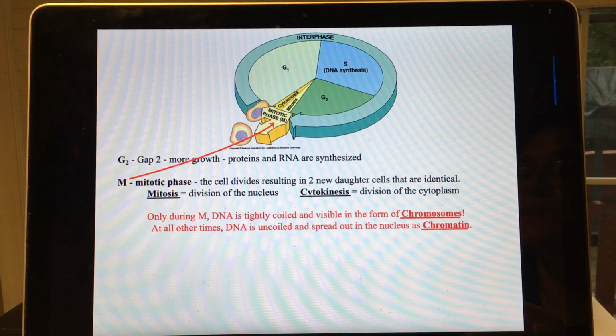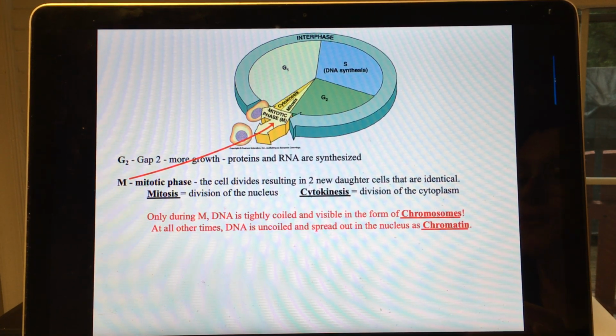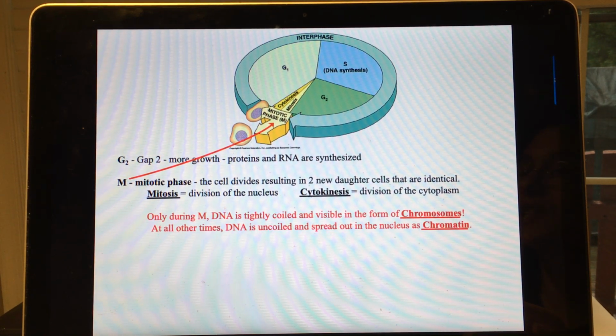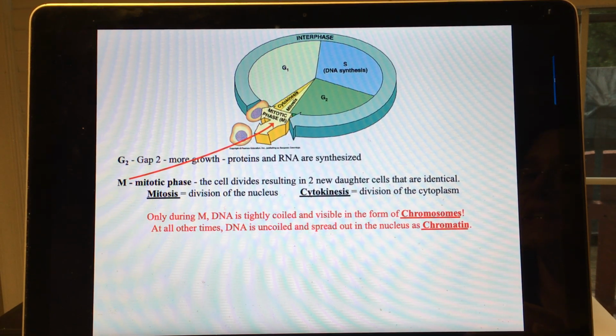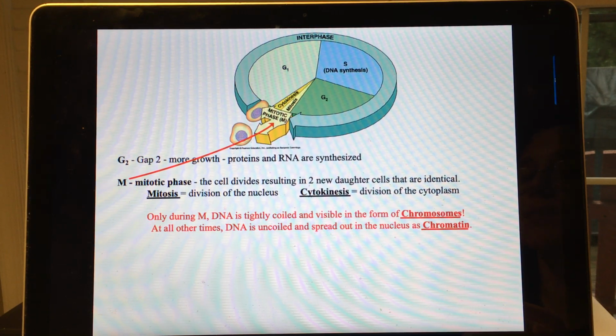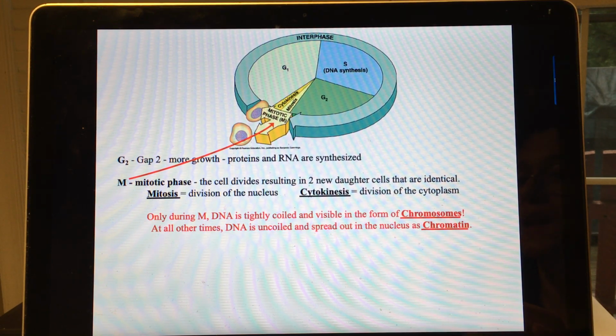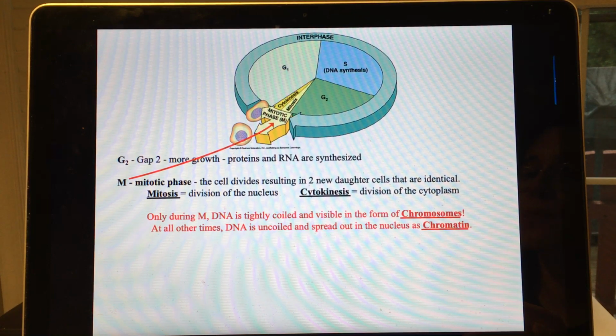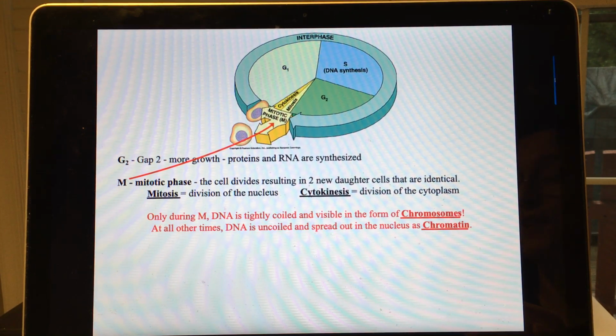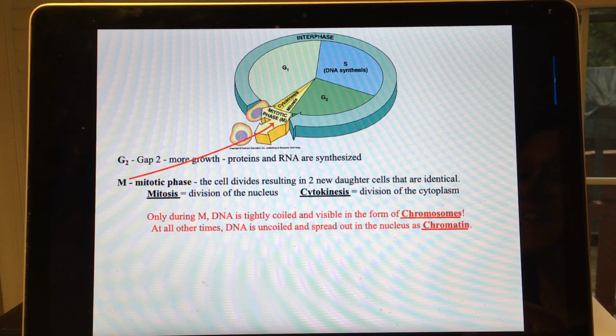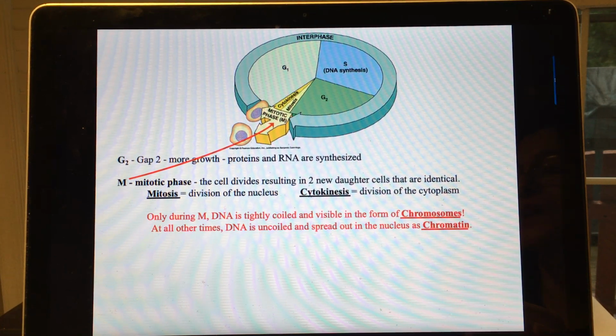And then the final phase that we need to talk about is called the mitotic phase. And mitosis is actually technically just the division of the nucleus, and cytokinesis is division of the cytoplasm and the rest of the organelles. And sometimes people will just refer to cell division as mitosis. It's not technically correct. They're really using the word mitosis when they mean mitotic cell division.